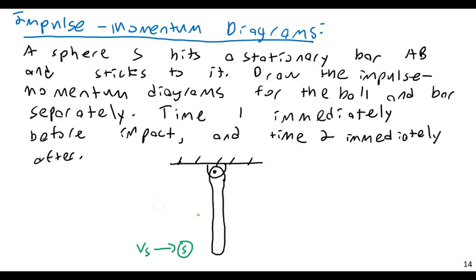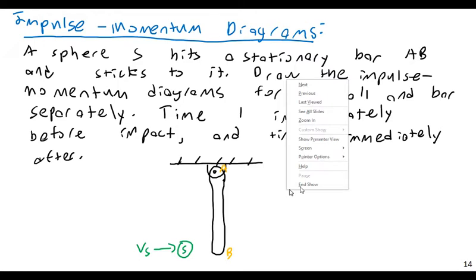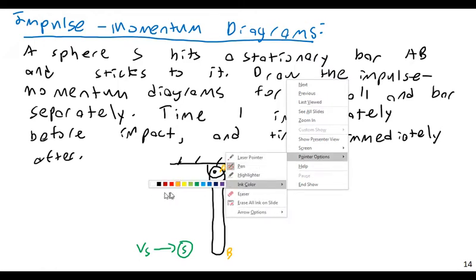Then I will say that this, let me label some points here. This is point A and point B. B is at the end of the rod. And so I will say this thing is going to stick right at point B. And then, of course, I will need my center of gravity G.